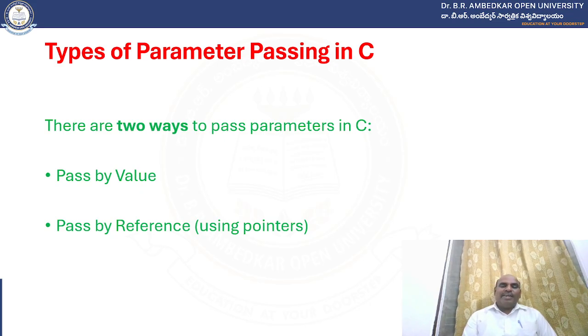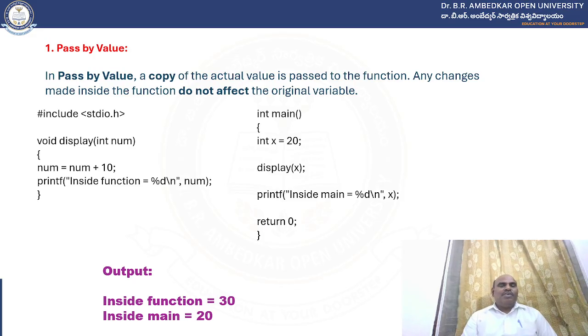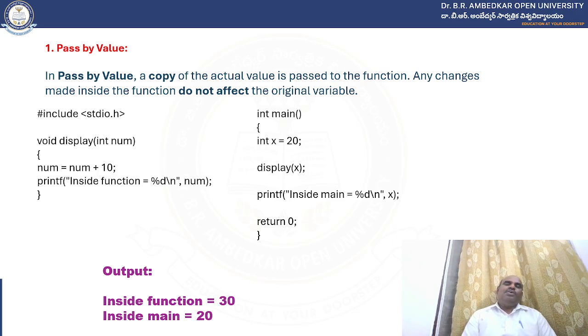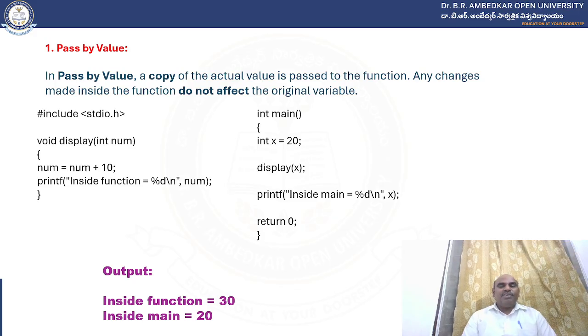See here, pass by value. What do you mean by pass by value? First, the definition: pass by value means a copy of the actual value is passed to the function. Any changes made inside the function do not affect the original variable. That is called pass by value. Any changes made inside of a function are not affected to the original value, and that is called pass by value.